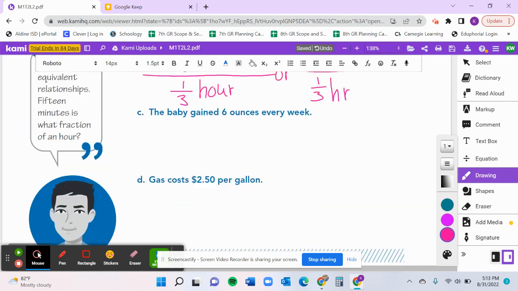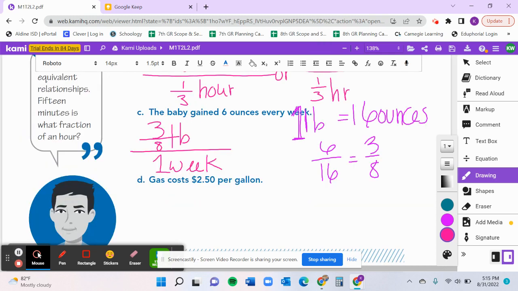Part C. Looking at your reference sheet, you could have found that 1 pound is equal to 16 ounces. And when we simplify 6 out of 16, then you get 3/8. So you could have written this as 3/8 of a pound per 1 week, or per week.